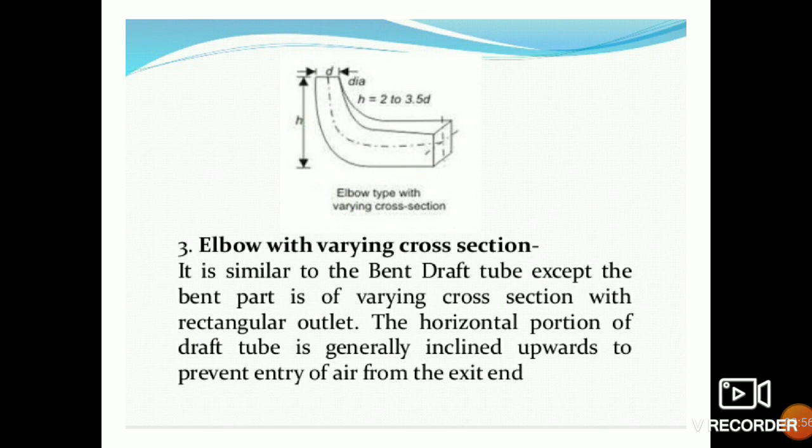Elbow with varying cross section. It requires larger excavation work. As the outlet cross section is larger, the velocity head at outlet is very small. It is used in Kaplan turbine. The efficiency of any type of elbow draft tube lies between 60 to 70%.